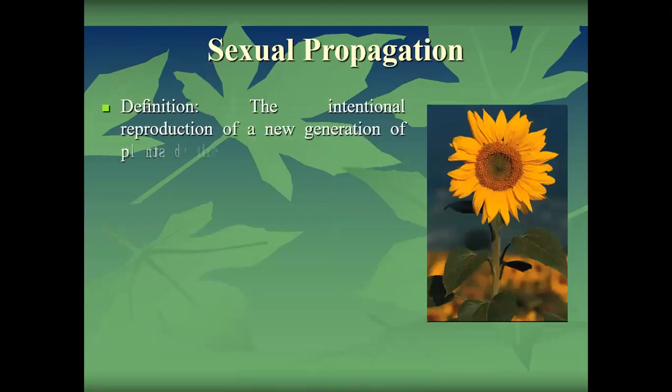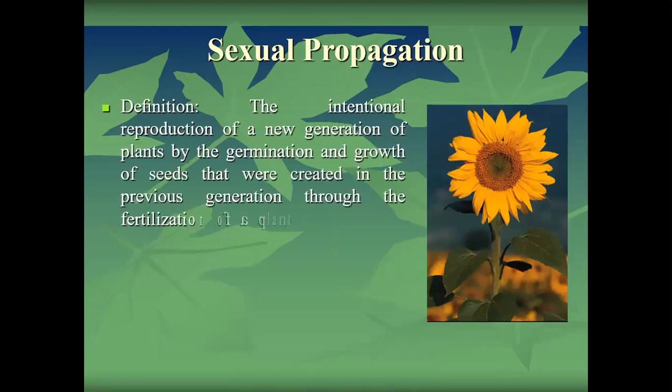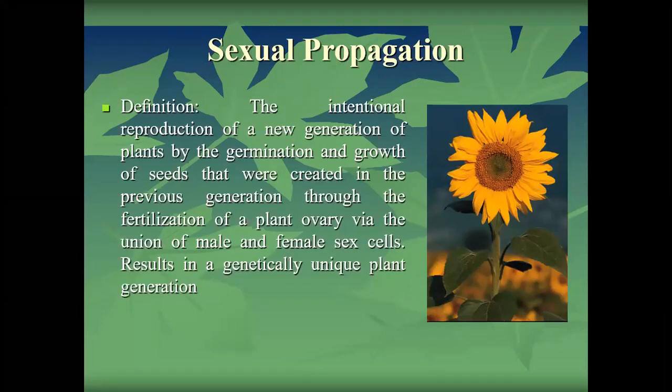So, if we recall, a most basic definition of sexual propagation is the intentional reproduction of a new generation of plants by the germination and growth of seeds that were created in the previous generation through the fertilization of a plant ovary via the union of male and female sex cells. This will result in a genetically unique plant generation.